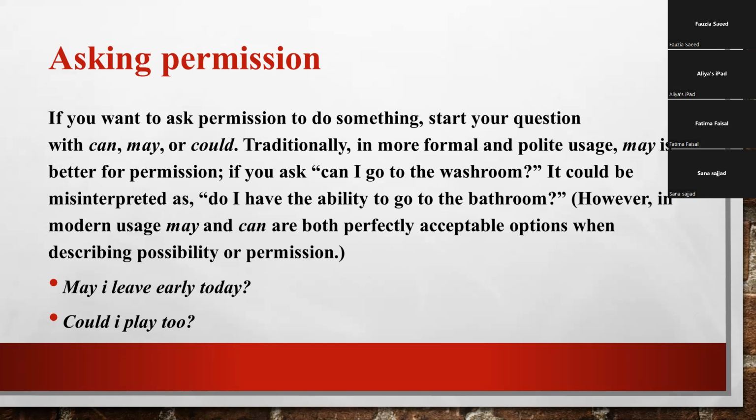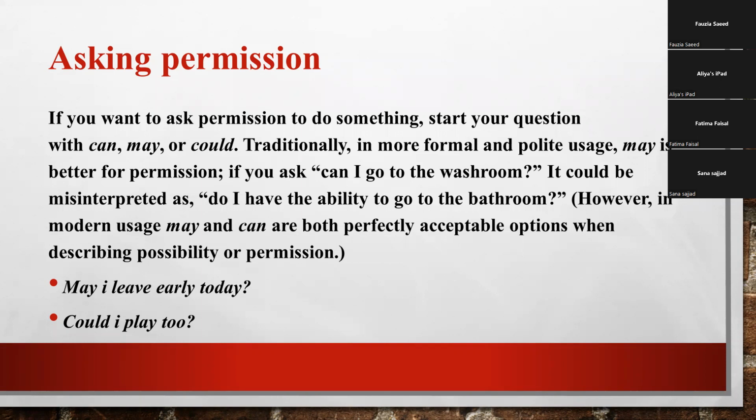Good. Yes, you can also use these modal verbs for asking permission. If you want to take permission for doing something, you start your question with may, can, or could. Traditionally, may is the more formal and polite usage, and may is better for permission. As I told you yesterday, in our childhood we said to our teacher, can I go to the washroom, can I go to drink water.